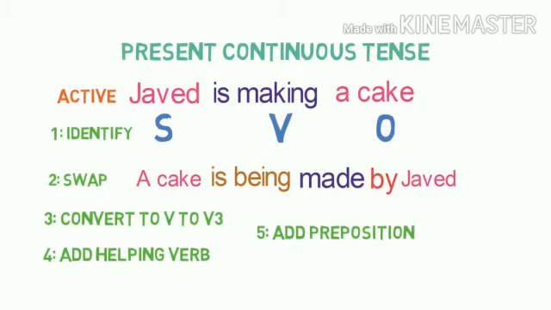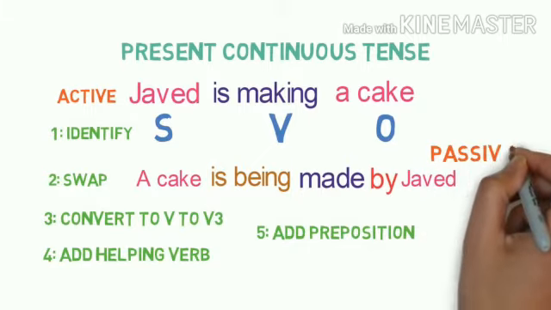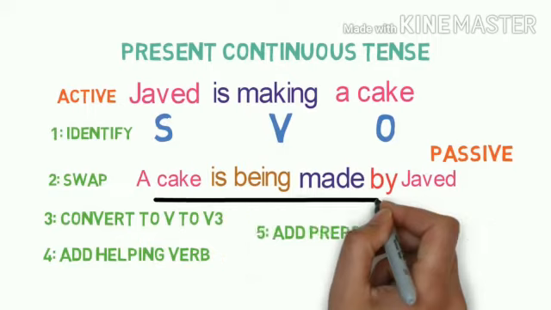Get the complete sentence. Final passive voice sentence: a cake is being made by Javed.